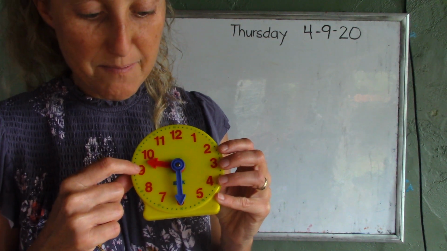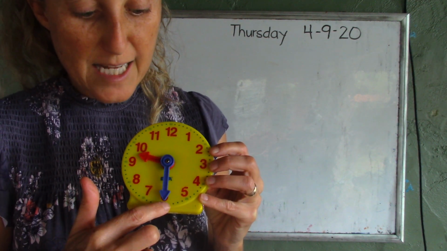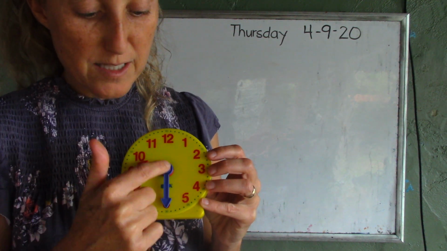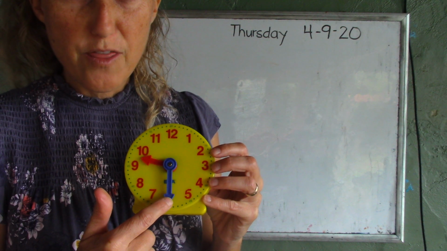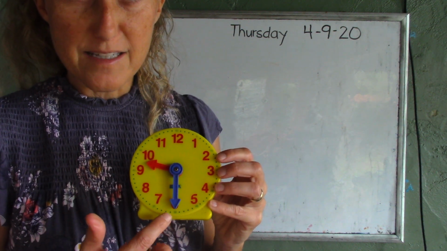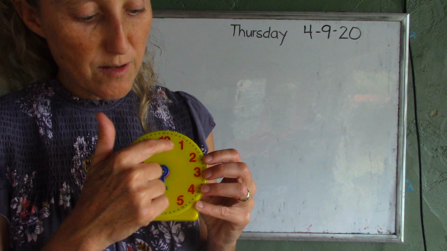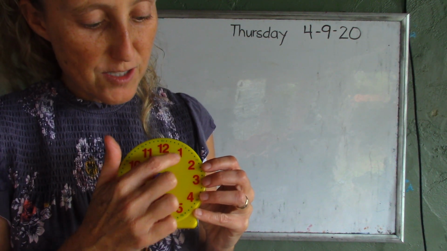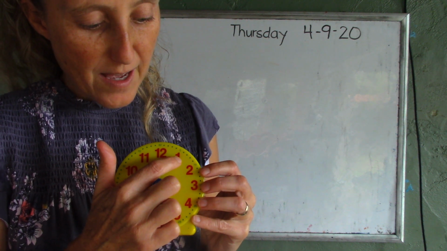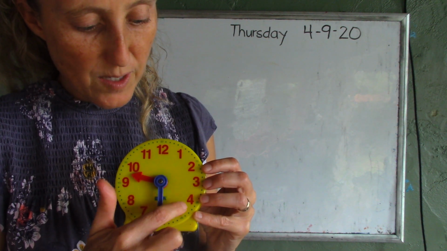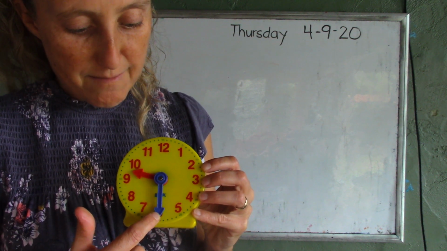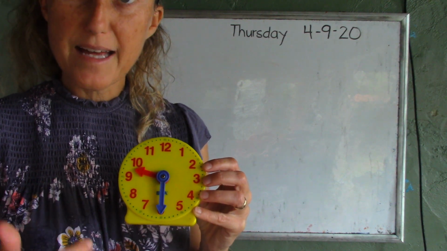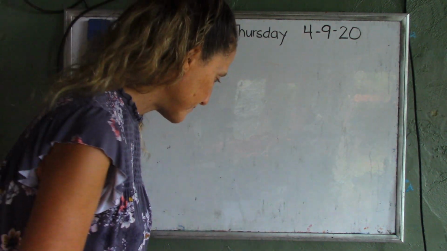Good job, 9 something. And we know that this one's pointing straight down, and we know when it's pointing straight up, it says o'clock, and when it's pointing straight down, it says 30 or 9:30. And we can check and make sure that it is 30 by counting by 5, starting with the 1. Here we go. 5, 10, 15, 20, 25, 30. And we were right. 9:30. Good job, guys.